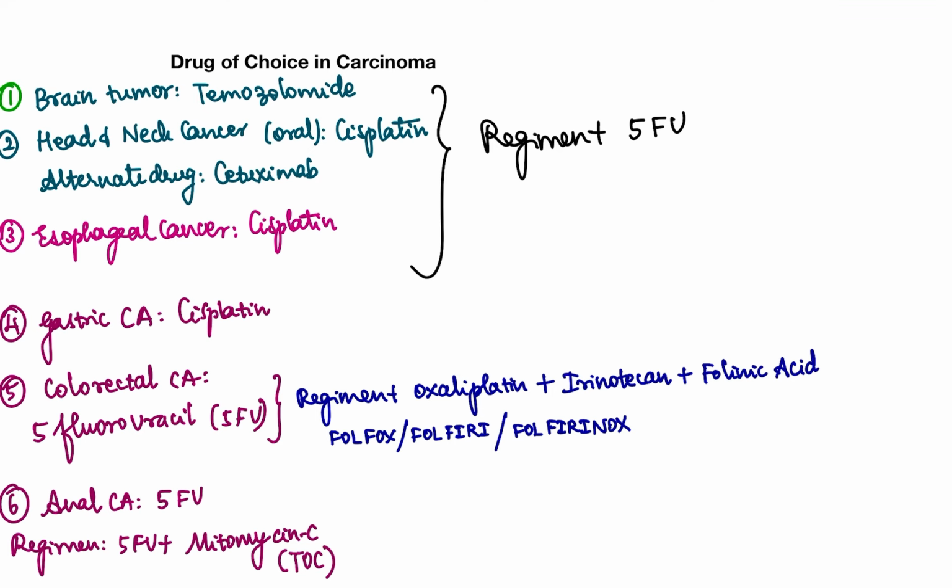The next is head and neck cancer. The drug of choice is cisplatin, alternate drug is cetuximab. Along with that regimen, you have to give 5-fluorouracil. For esophageal cancer, the drug of choice is cisplatin. Gastric cancer, again, cisplatin. Colorectal cancer, the drug of choice is 5-fluorouracil.